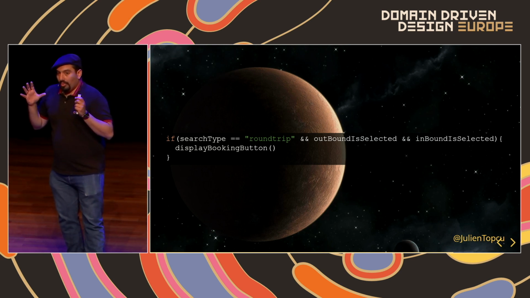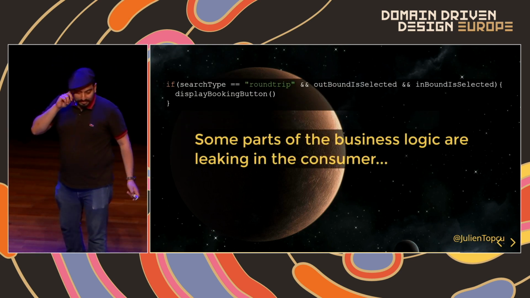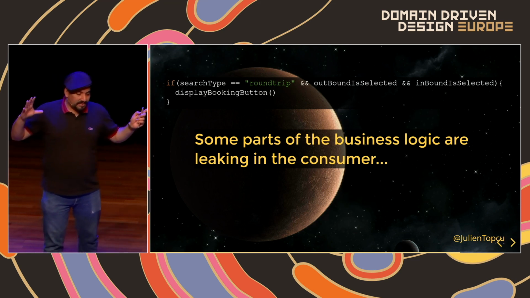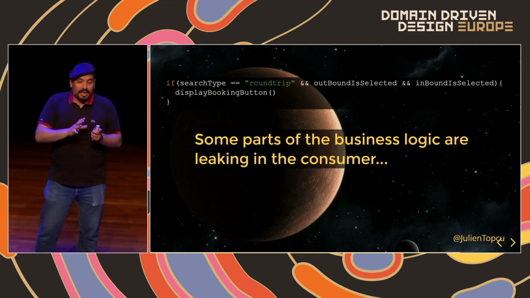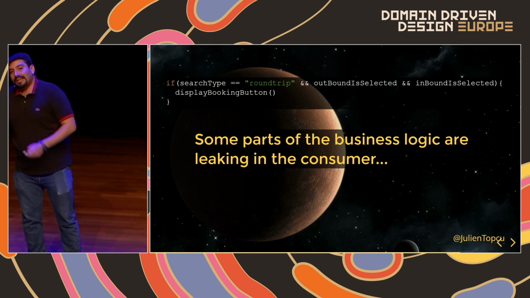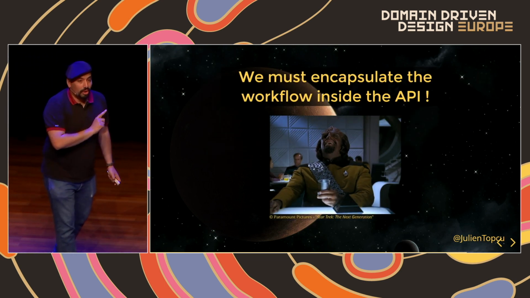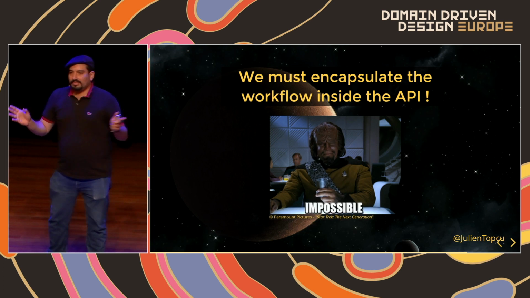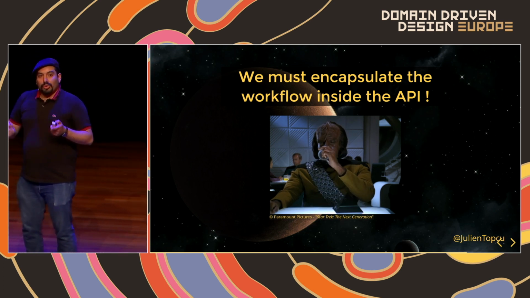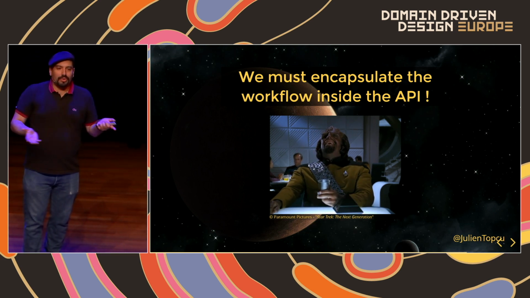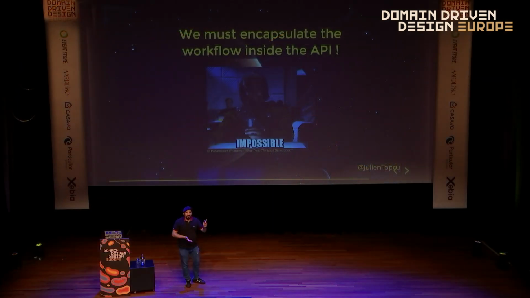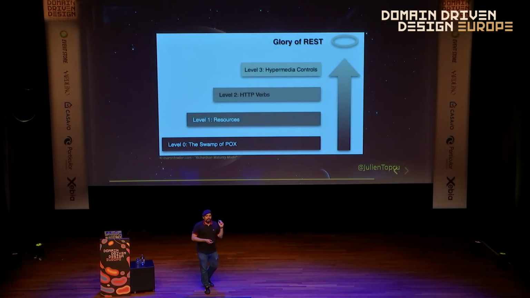So how will we solve that? We will take all the business logic and encapsulate it in the backend, but this time with the workflow inside the API. Oh, the workflow in the API. How can we do that? Did you hear about the Richardson maturity model? Yes, some of you. So Richardson has categorized REST APIs in 4 levels.